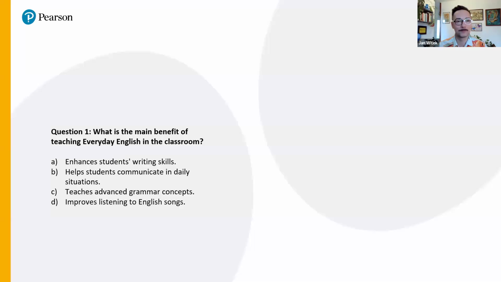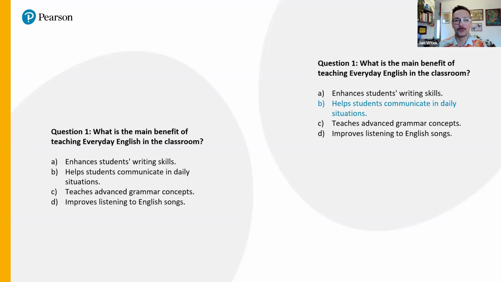So, question number 1. What is the main benefit of teaching everyday English in the classroom? Enhances students' writing skills, helps students communicate in daily situations, teaches advanced grammar concepts, improves listening to English songs. 5, 4, 3, 2, 1. And the answer is helps students communicate in daily situations.